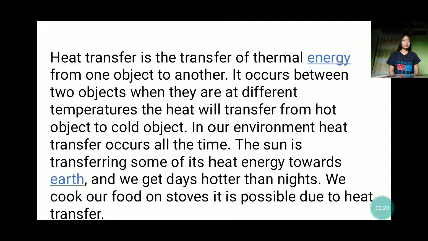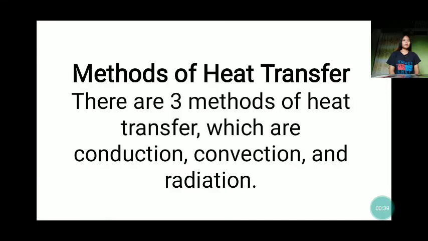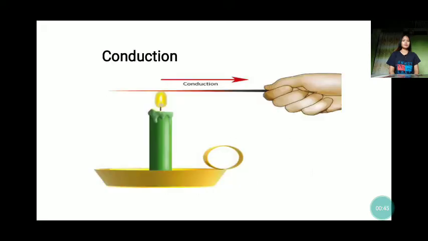In our environment, heat transfer occurs all the time. The sun is transferring some of its heat energy towards Earth, and we get days hotter than nights. We cook our food on stoves. It is possible due to heat transfer. There are three methods of heat transfer, which are conduction, convection, and radiation.